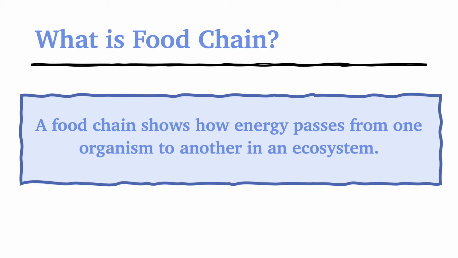What is a food chain? A food chain shows how energy passes from one organism to another in an ecosystem, as the one I showed you in the first slide.